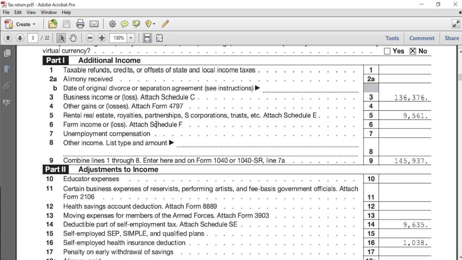So this line item right here includes rental real estate. It includes pass-through entities and things of that nature. So if you have a partnership interest and you get a K-1 from a partnership, it'll be added to this amount right here.